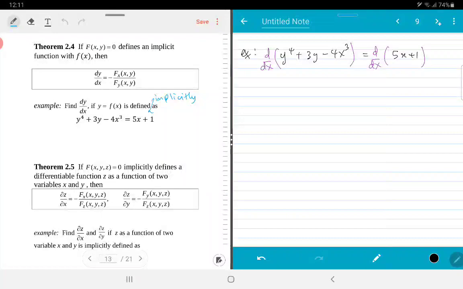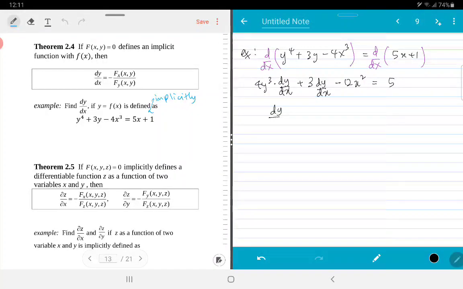The first term we have is y to the power 4. Differentiate that, we get 4y cubed times dy/dx using the chain rule because y is differentiable with respect to x. The second term is 3y; differentiate, we get 3 dy/dx. And the third term we have 12x squared. We do the same thing on the right hand side. Differentiate 5x, we get 5. Differentiate 1, we get 0.